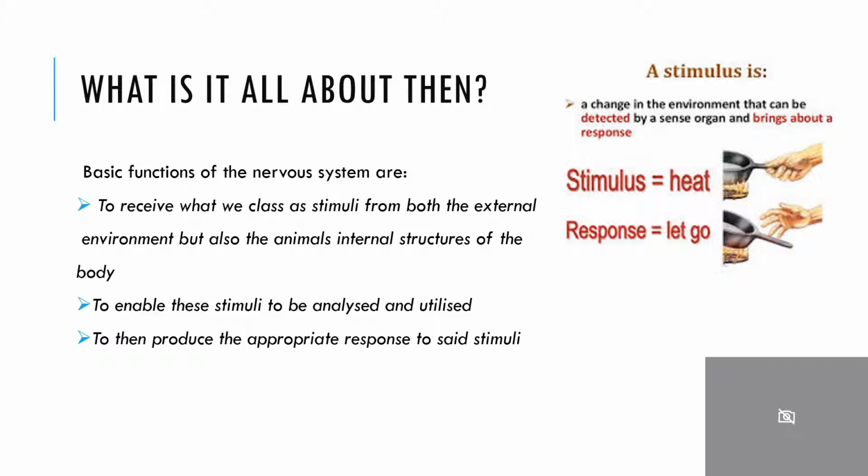The basic functions of the nervous system are to receive what we class as stimuli from both the external environment but also the animal's internal structures of the body, to enable these stimuli to be analysed and utilised, and to then produce the appropriate response to the said stimuli.